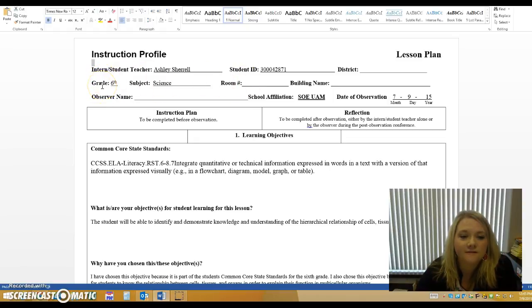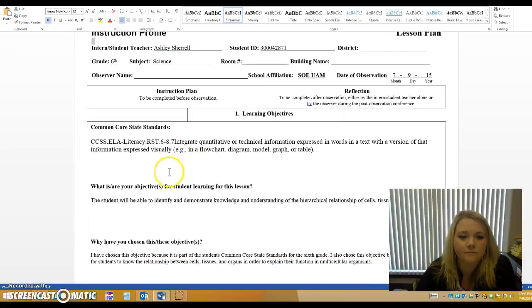My grade is 6th grade. My subject is science. My Common Core State Standard is CCSS.ELA Literacy RST.6-8.7. Integrate quantitative or technical information expressed in words in a text with a version of that information expressed visually, in a flowchart, diagram, model, graph, or table.